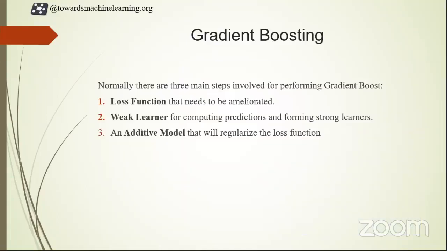Now before starting the working, I would like you to see these three important things about gradient boost. One is the loss function that needs to be minimized. Second is the weak learner for computing the predictions and forming one strong learner. And at last, we have one additive model that will regularize the loss function. We will be discussing all these three things one by one. First, we will talk about the loss function.